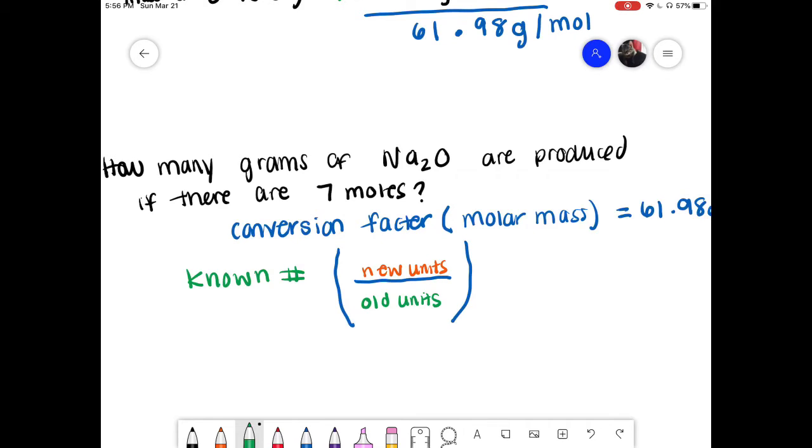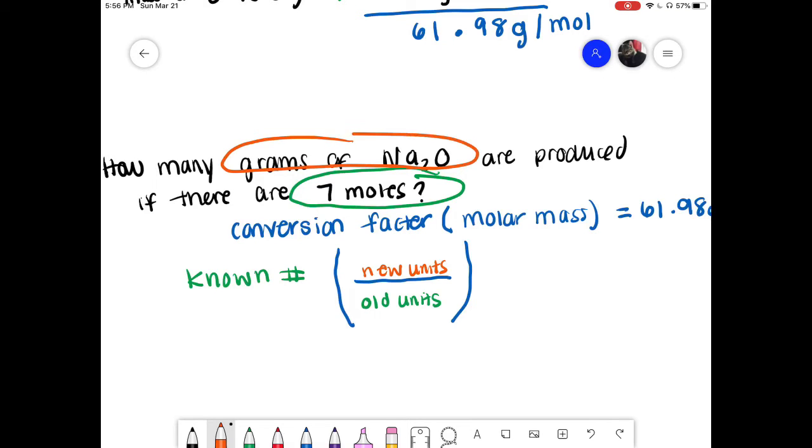So our known number is the number that they give us to start with, and that's going to be 7 moles. They want us to find how many grams of Na2O. So our known is also going to be our old units, because that's what we start with. So after we change to the units they want our answer in, they're going to be our old units. We don't need them anymore.